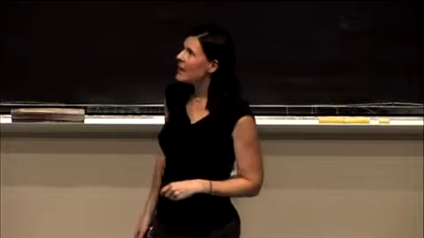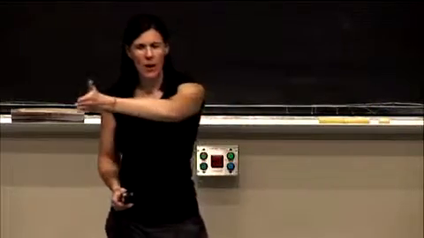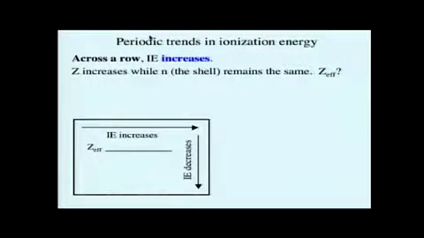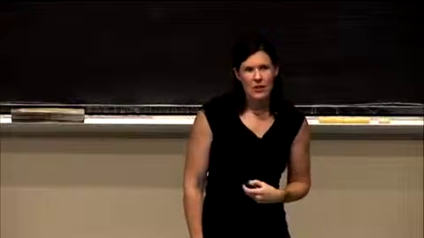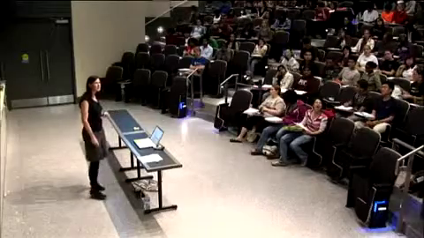That's easy to see. But we're still in the same shell. So we still have the same n value as we go all the way across a row in the periodic table. So in general, what happens to Z effective if we have Z increasing, but we're in the same shell here? Would it increase or decrease Z effective? All right, kind of mixed thoughts here.